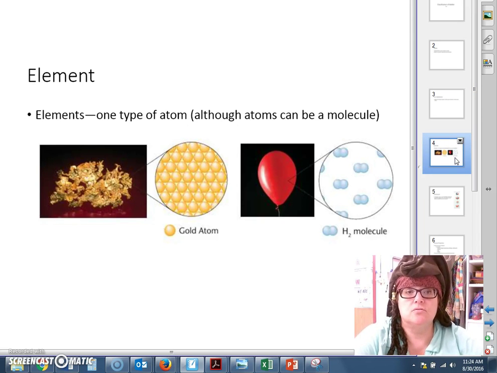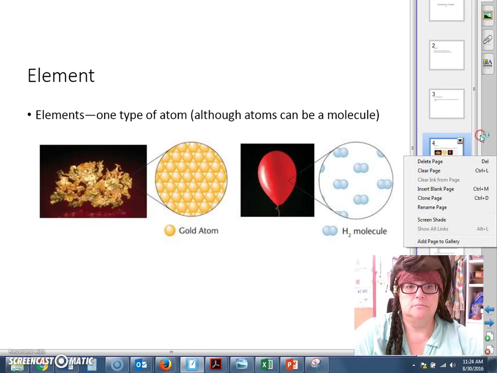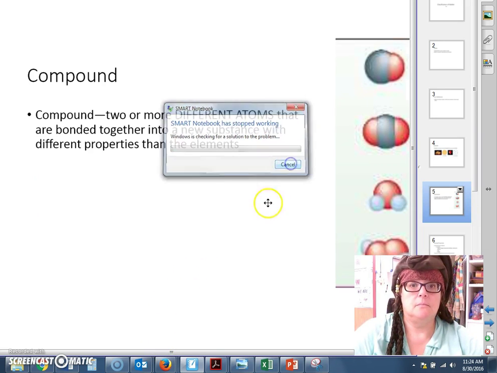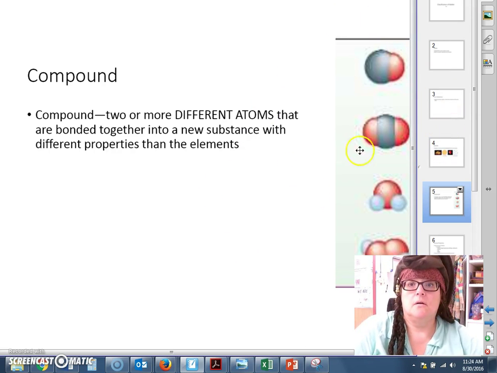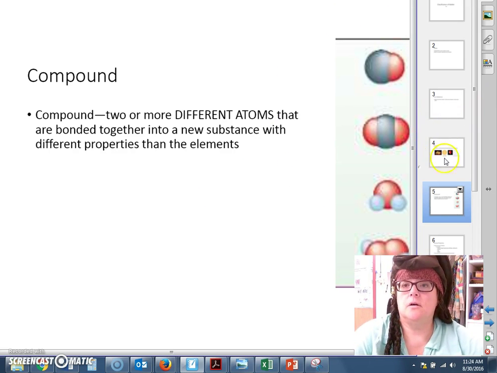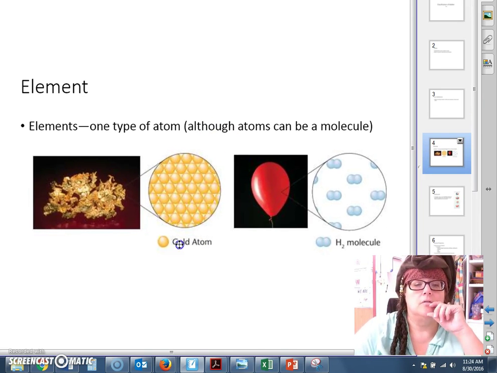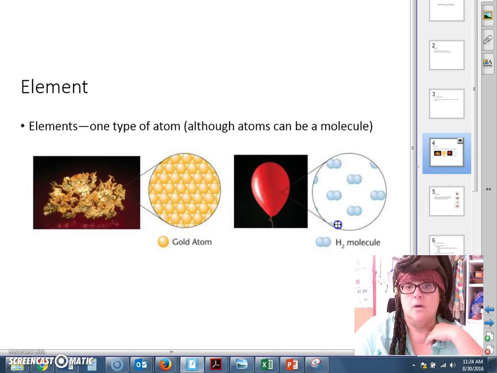Here's some pictures of elements. Notice all the atoms in the gold are the same. So this is a pure substance. All the atoms in the hydrogen are all the same, as well as they are paired together as molecules. So these are both examples of elements.